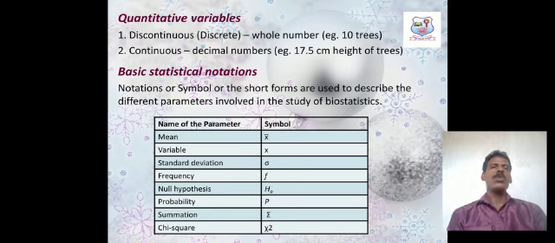Finally, you should know what notations are followed in statistical methods. I have listed out some of the symbols based on the parameters of statistics. First one is the mean. Here x bar is the symbol of mean. X is the symbol of variables. Then sigma is the symbol of standard deviation. F denotes frequency. H0 denotes the null hypothesis.